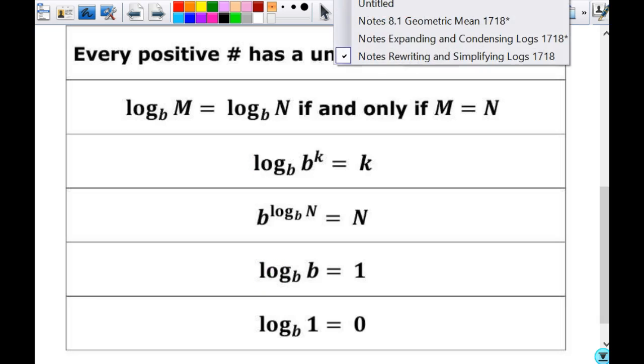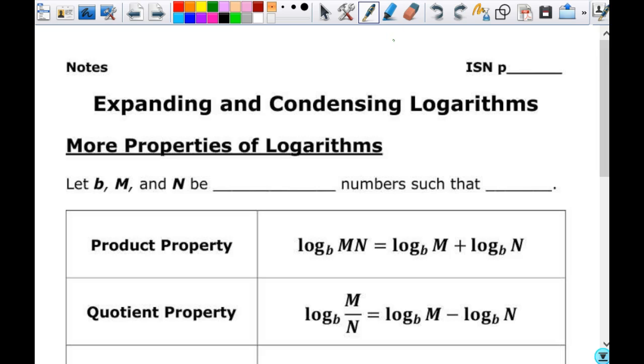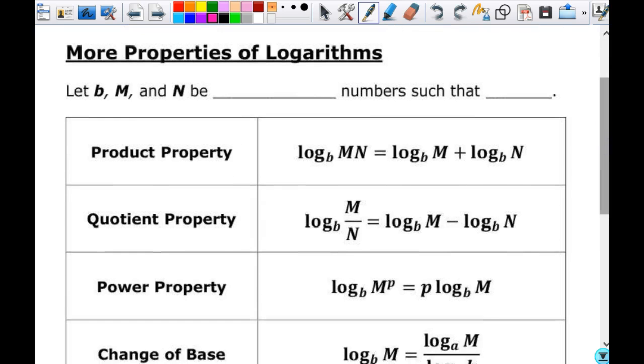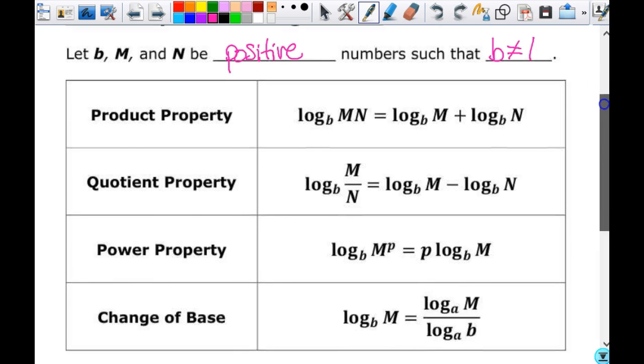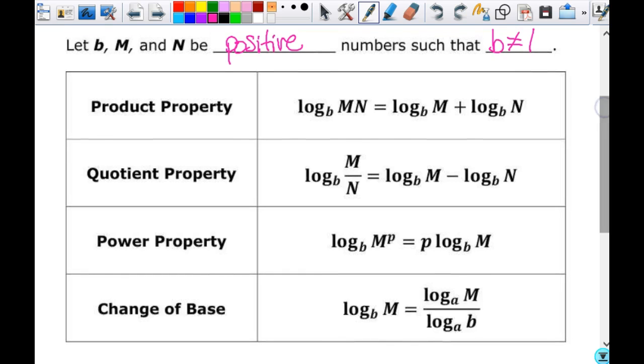All right, so today, adding a few others to the review, and this is going on page 88. So once again, b, m, and n have to be positive numbers such that b is not equal to 1. And then these properties should all be a review, because you did it in Algebra 2. But we have the product property, quotient property, power property, which we just talked about, and change of base.